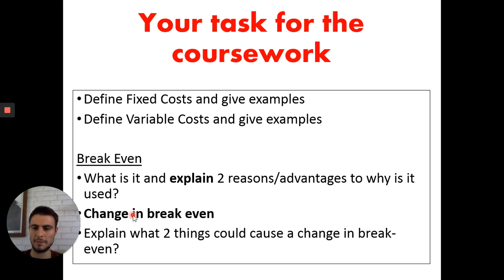The last little bit you need to do is a little part on what might change the break-even point. So I'll explain the 2 things that could cause a change in break-even. So that's costs, money going out, if costs change, and also money coming in. If you change the price of your product, then that will change the break-even point. So I should then explain that, why those 2 things and how those 2 things could change the break-even point.